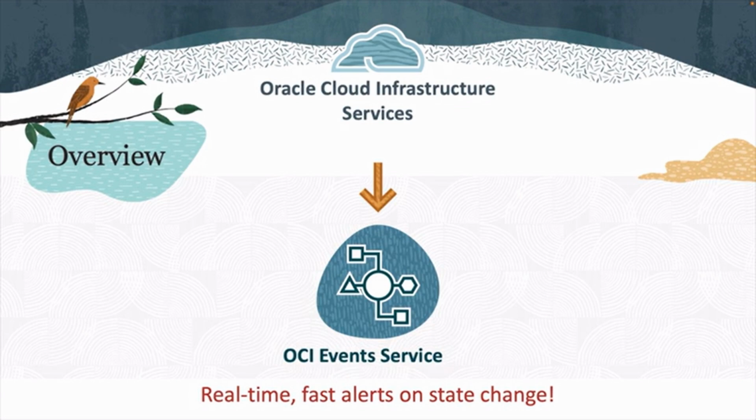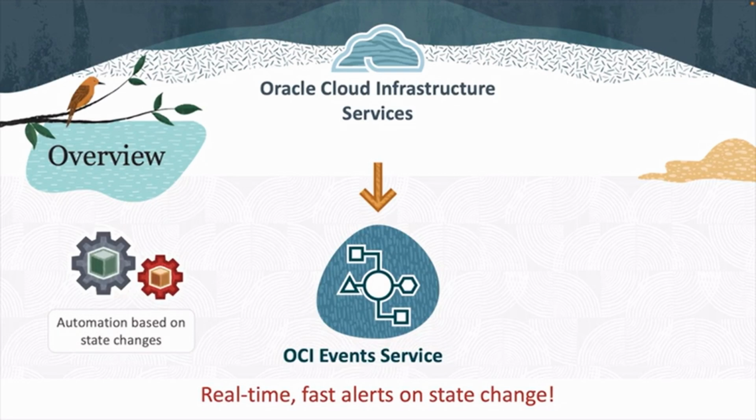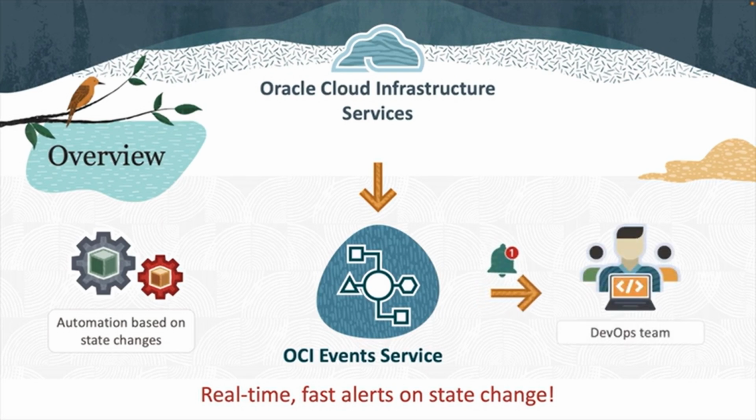OCI Events is defined as a service that allows you to create automation based on state changes of resources throughout your tenancy. And so with using events, you can enable your DevOps teams to automatically respond when a resource state is changed. An example would be you can send a notification to the team or trigger a function or script to take the next set of action.